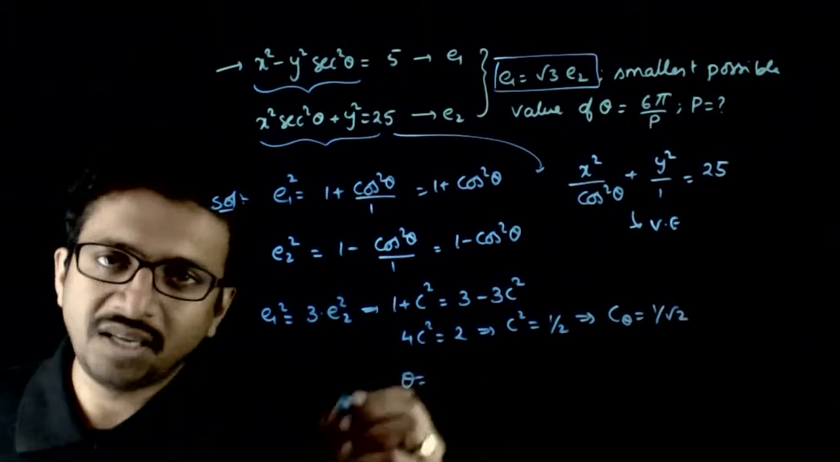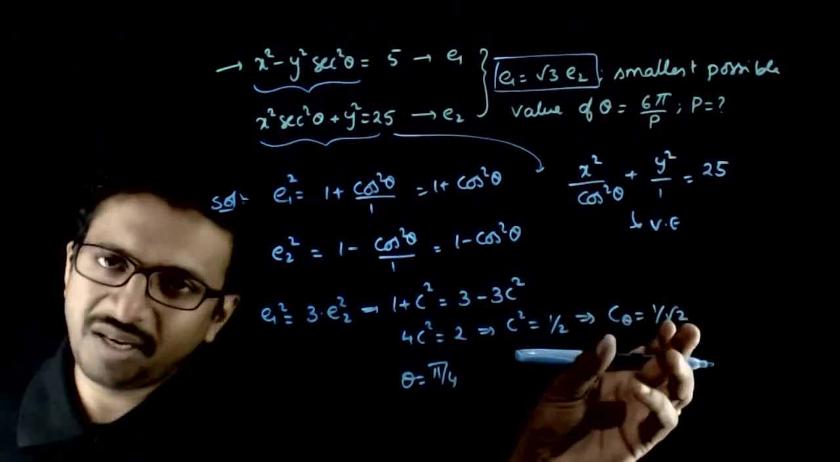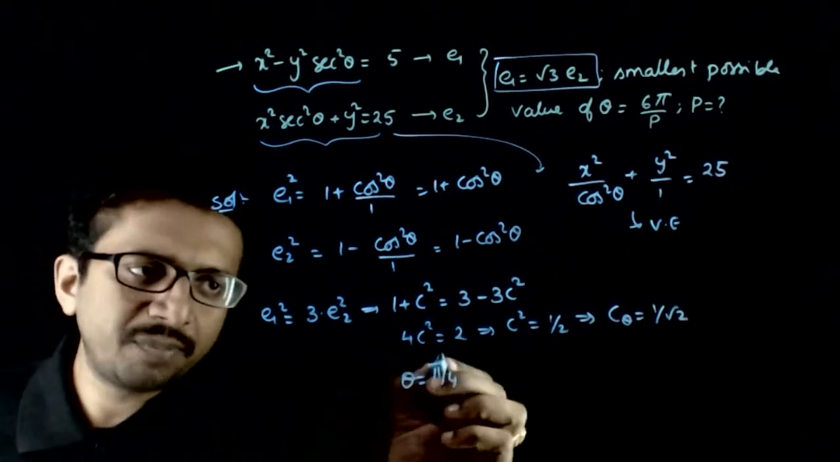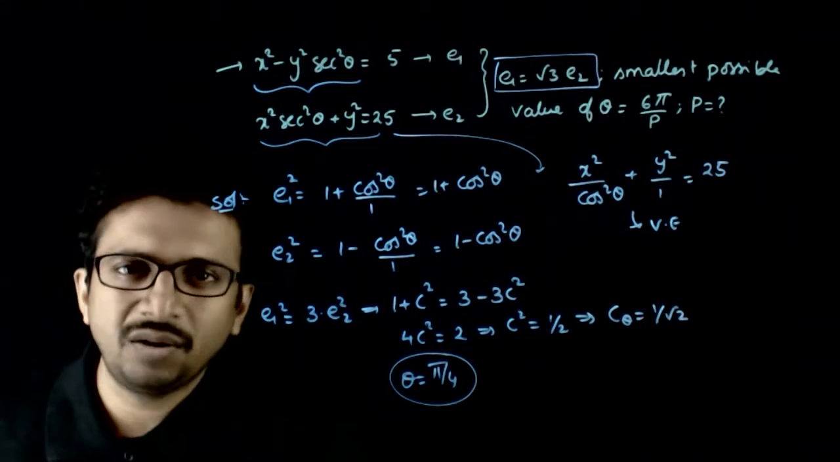So theta is equal to pi by 4. So you have a general solution for theta. You have a lot of values of theta, but pi by 4 is the minimum value of theta. Pi by 4 is the smallest value of theta.